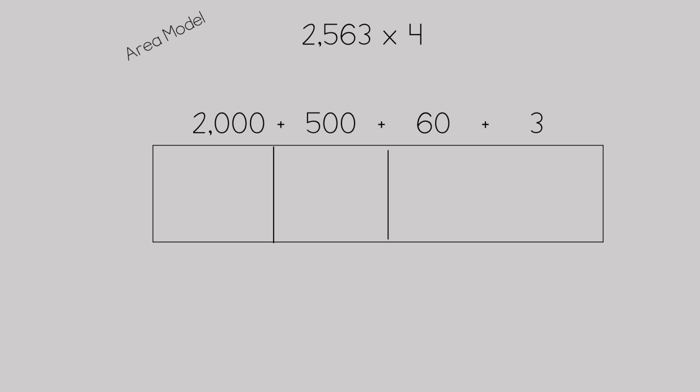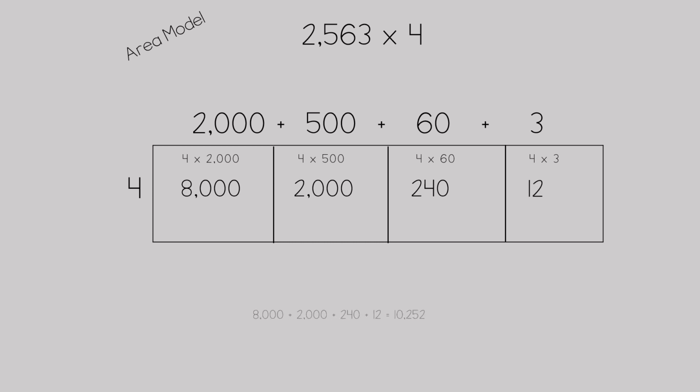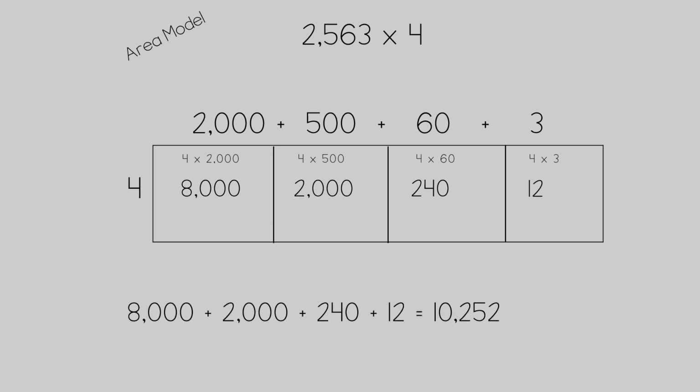Lastly, when using the area model for a 4-digit number by a 1-digit number, you follow the same process as 2-digit by 1-digit and 3-digit by 1-digit, except you divide your rectangle into 4 smaller parts. The students multiply 4 times 2,000, which is 8,000, 4 times 500, which is 2,000, 4 times 60, which is 240, and 4 times 3, which is 12. The students then add up all of the partial products, and the sum is 10,252.